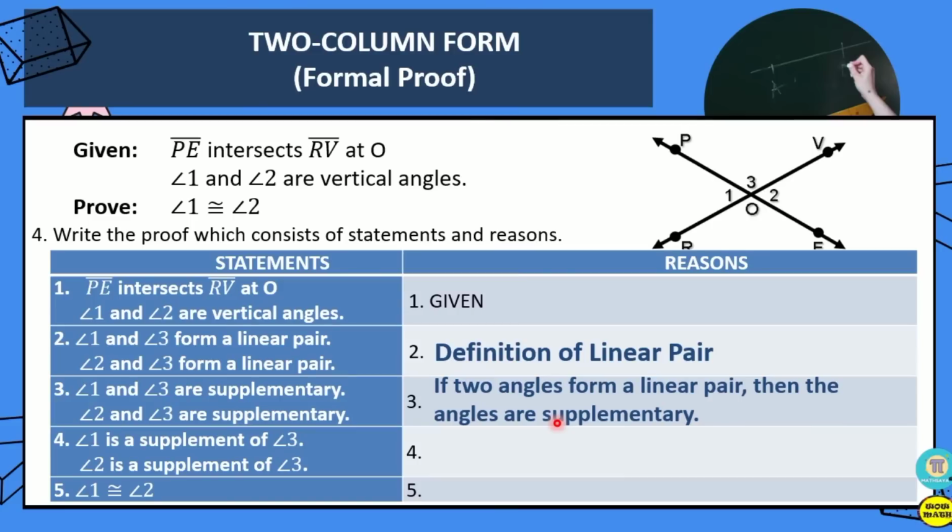Okay, so we have the definition of supplement of an angle. So, this is by the definition of the supplement of an angle. So, given these statements and reasons, we have evidence, okay? So, can we prove now that angle 1 is congruent to angle 2?